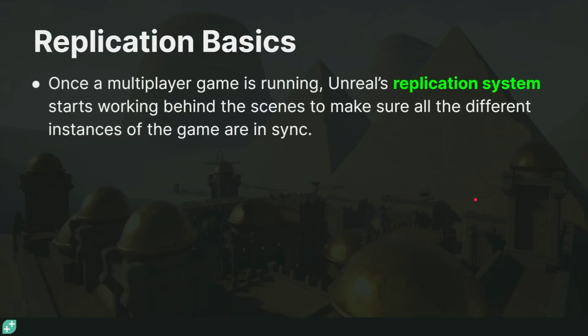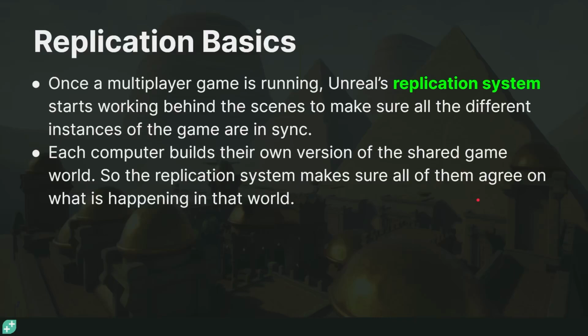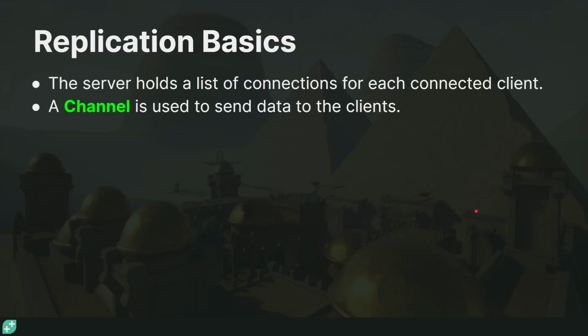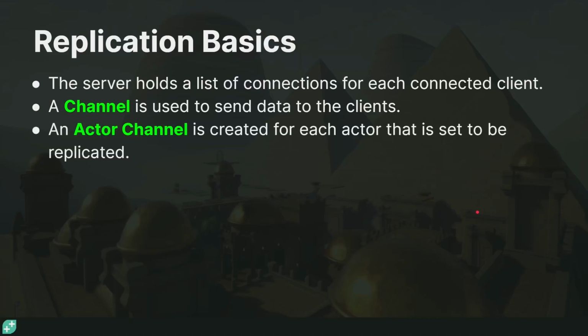Once a multiplayer game is running, Unreal's replication system starts working behind the scenes to make sure all the different instances of the game are in sync. Each computer builds their own version of the shared game world, so the replication system makes sure all of them agree on what is happening in that world. The server holds a list of connections for each connected client. A channel is used to send data to the clients. An actor channel is created for each actor that is said to be replicated.